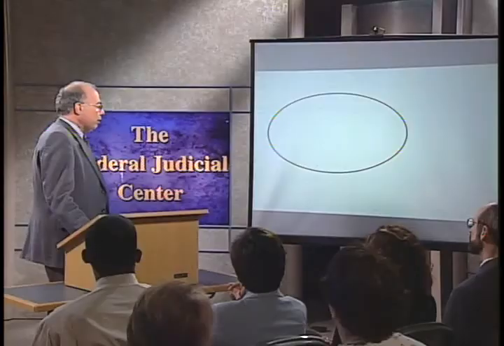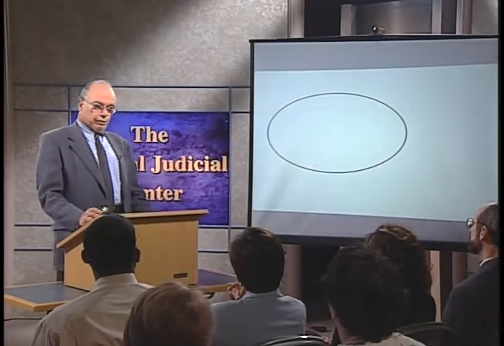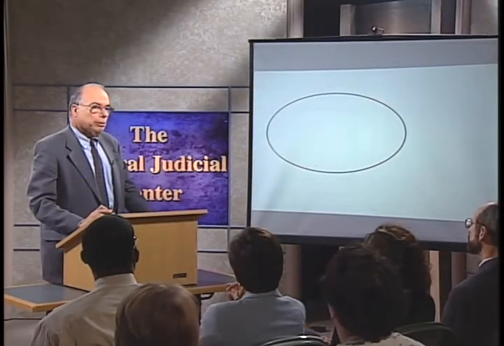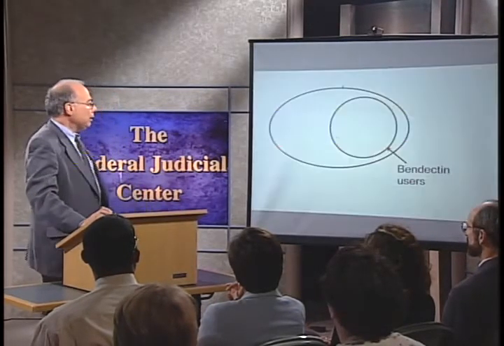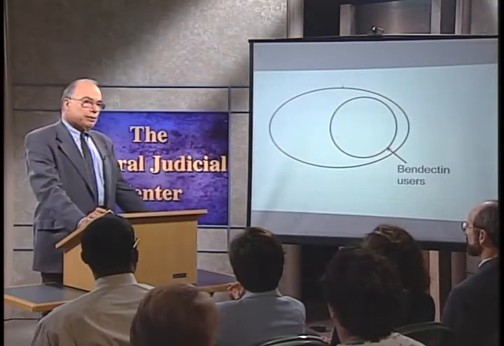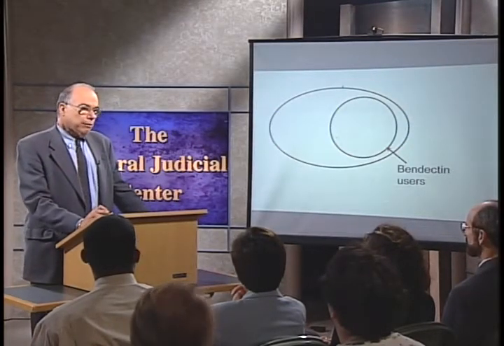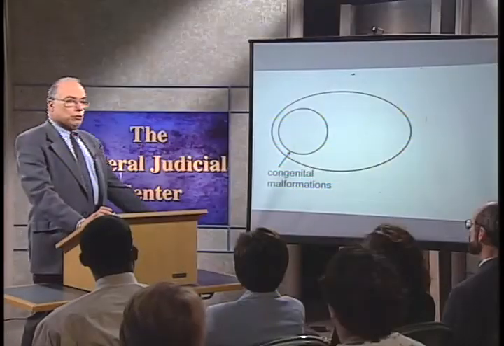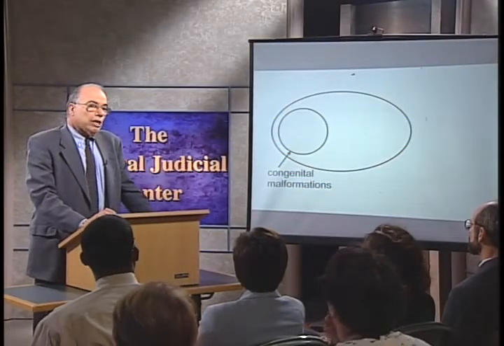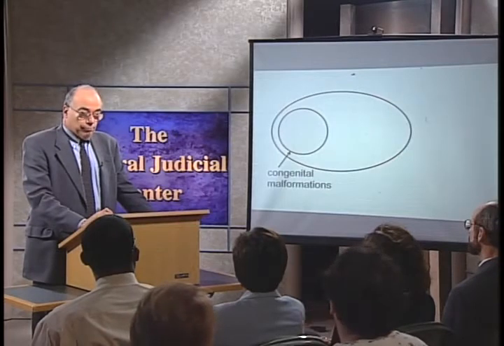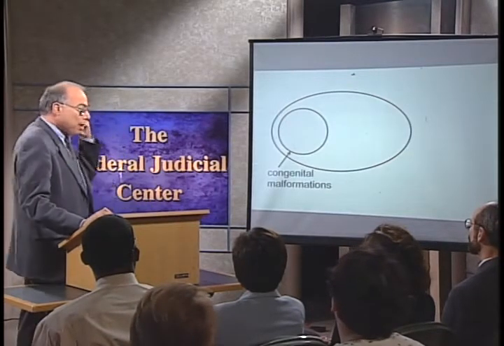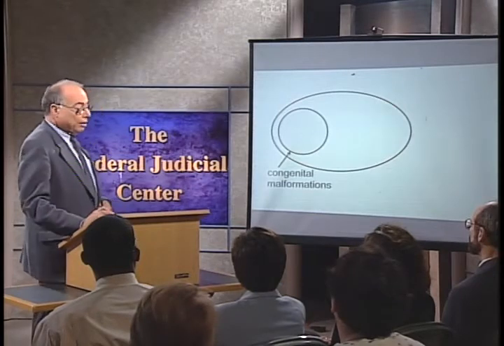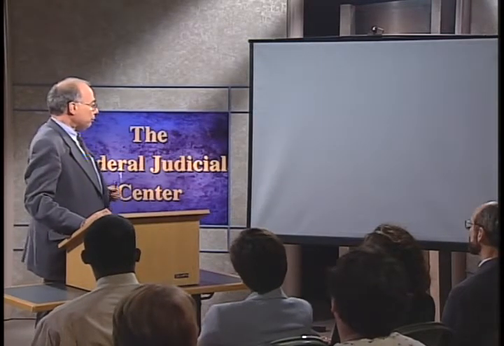Let us go schematically through the considerations in this issue. This oval, shown diagrammatically, represents a population of pregnant women. Within this oval, there is a subset of women who've used Bendectin in pregnancy, shown by the circle. Within this group of pregnant women, there is also a subset of women who deliver a child with a malformation. Well, what are the possible relationships between Bendectin use and congenital malformations?